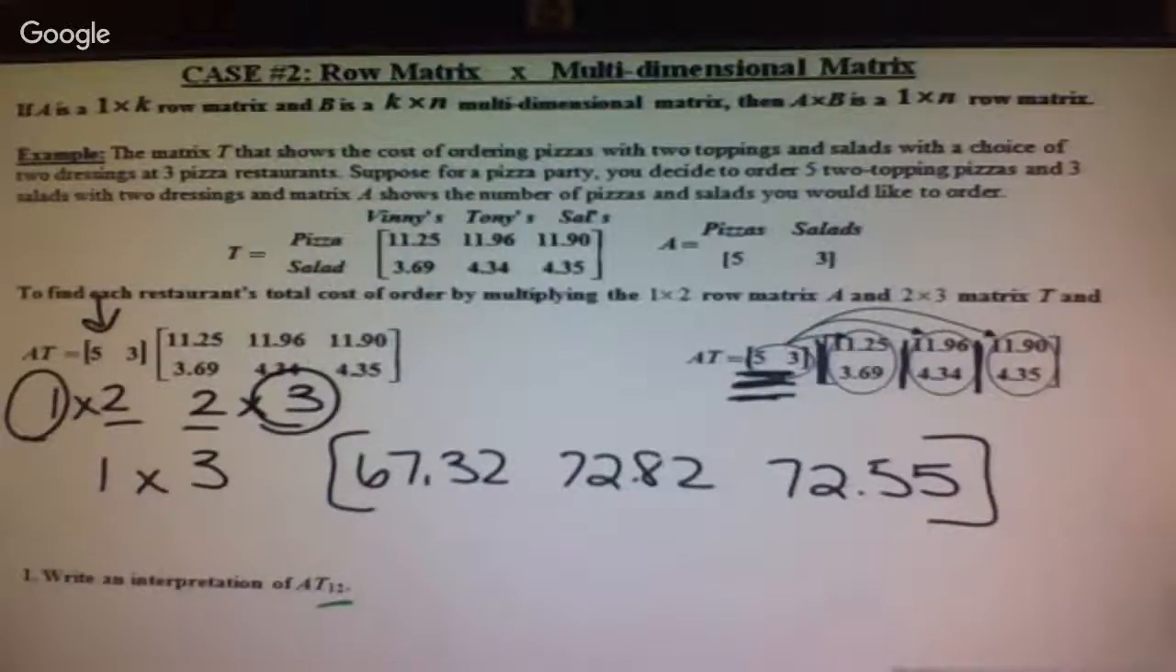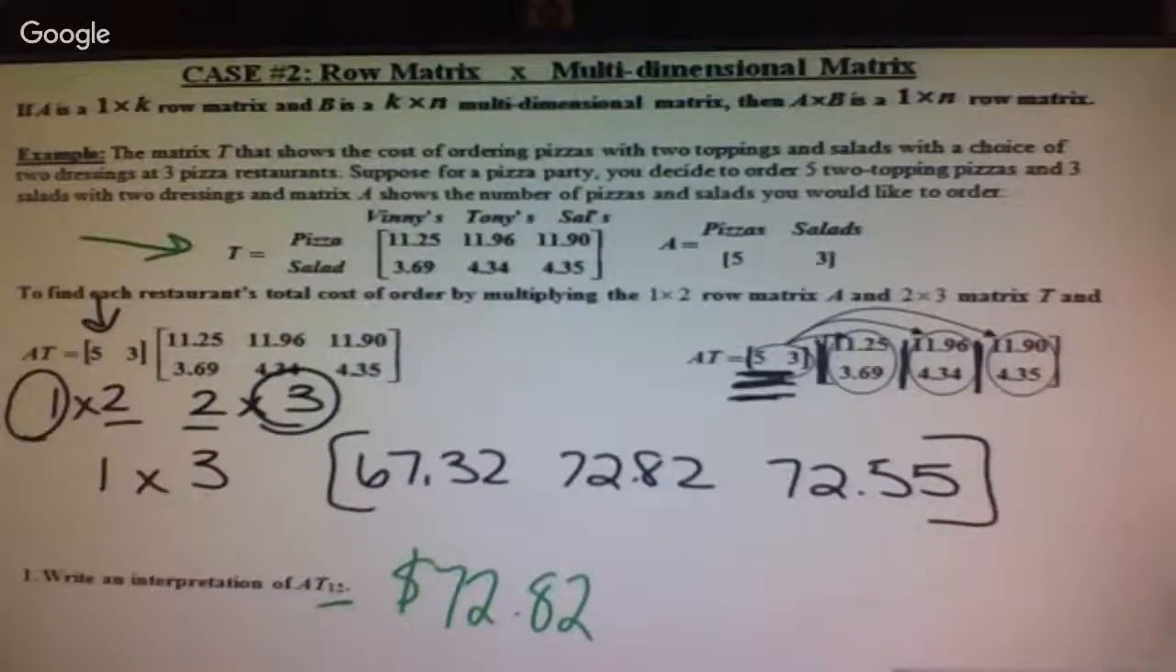Row 1, column 2. 72.82. I was looking at the 72.82. What does that mean? $72.82. For what? What does that represent? An item, or AT&T, Mr. Phone bill. Take a look up here.